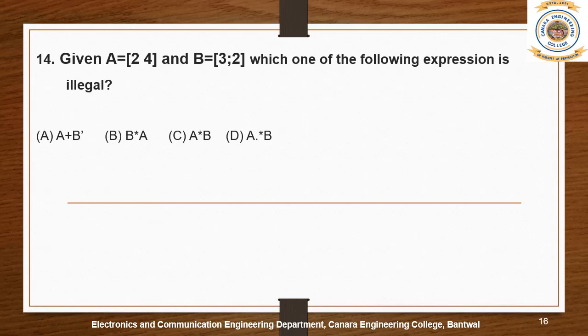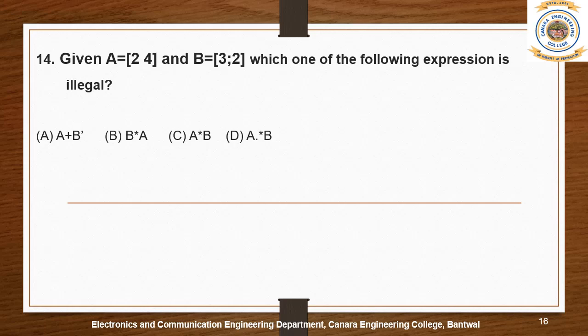Given A is [2, 4], which is a row vector, and B is [3; 2], which is a column vector. Which one of the following expressions is illegal? So one is a row vector and the other is a column vector. A is legal. I can add a row vector with a row vector, because B dash is nothing but the transpose of B. So I can multiply a row vector with a column vector. I can multiply a column vector with a row vector, which is C, but I cannot do element by element multiplication with a row vector and a column vector.